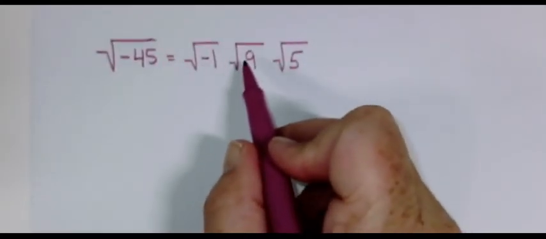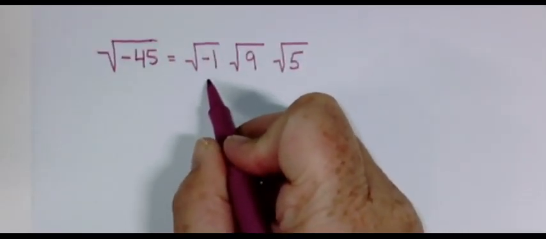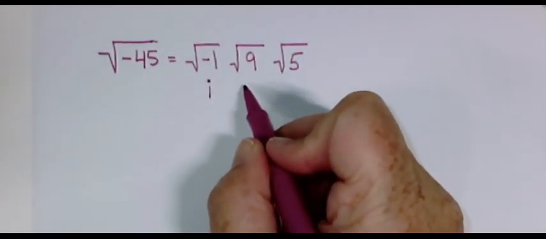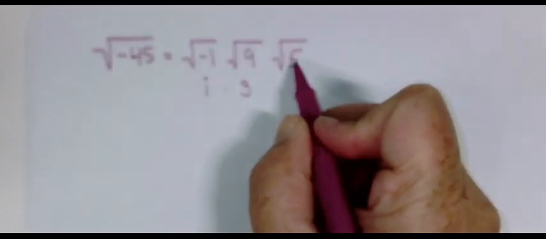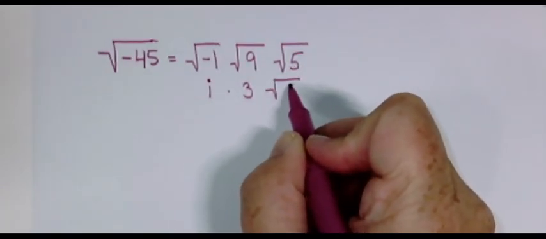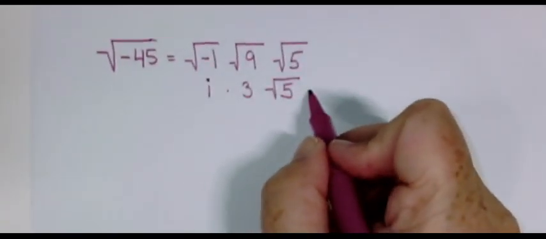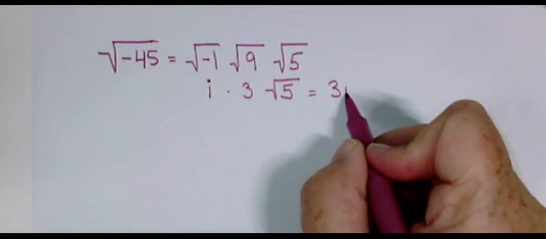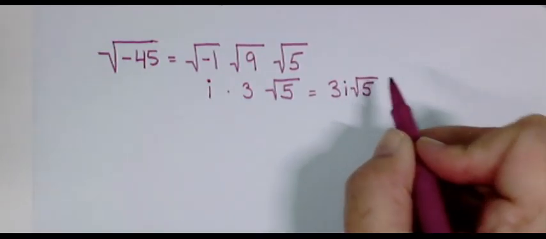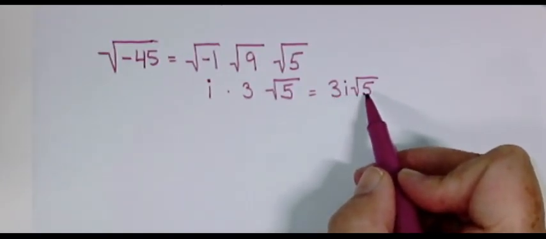And then we just simplify each part. The square root of -1 is i. That's a known fact. The square root of 9 is 3. The square root of 5 is an irrational number, so we just keep it as the square root of 5. Then we rewrite this as 3i square root of 5. Okay, it goes integer, imaginary, irrational.